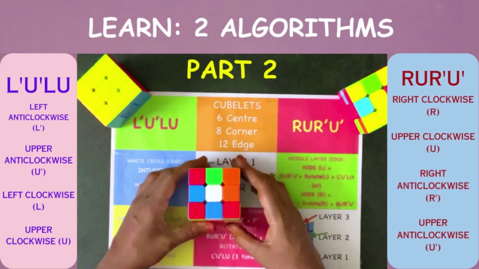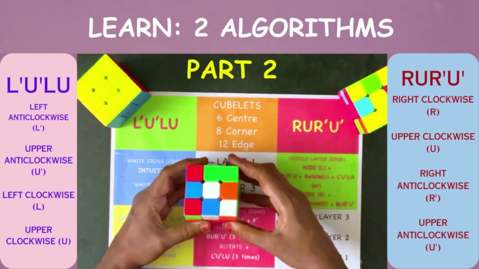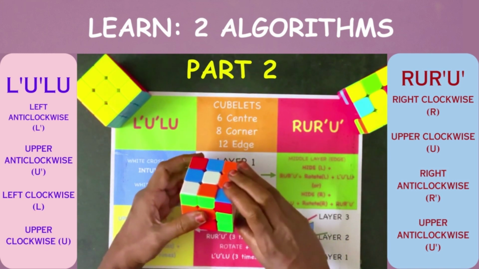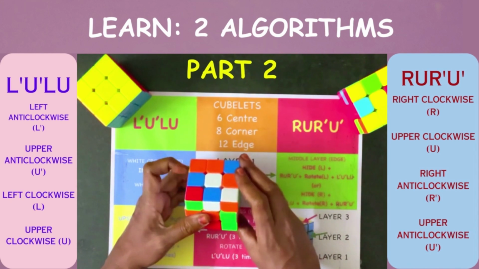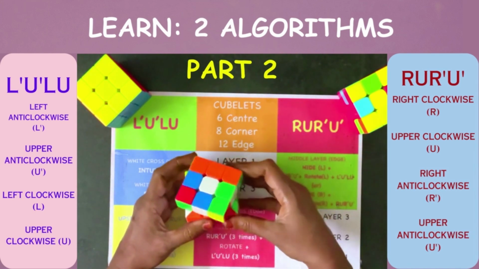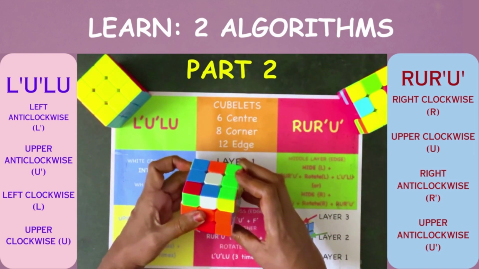Now let's do it. First, right clockwise, upper clockwise, right anti-clockwise, upper anti-clockwise. Let me repeat: R, U, R prime, U prime.